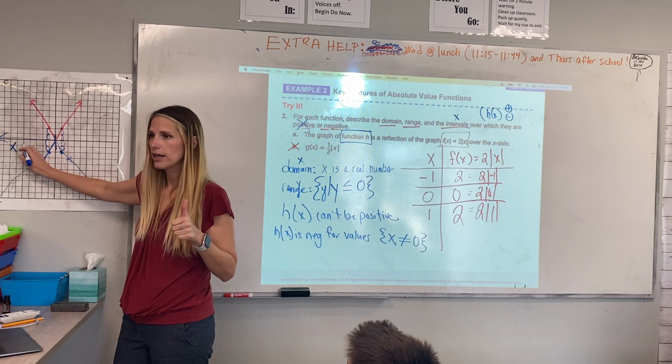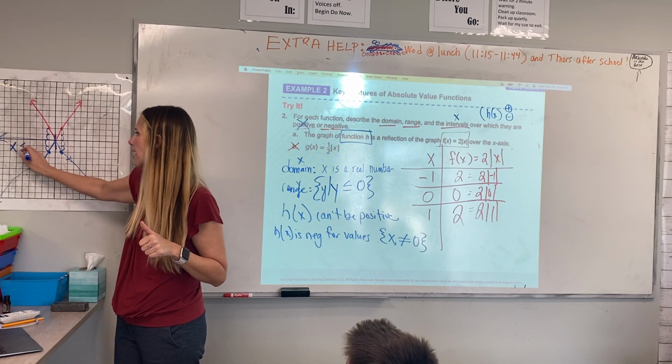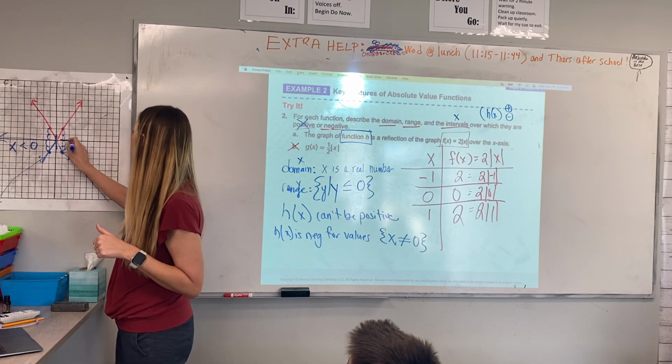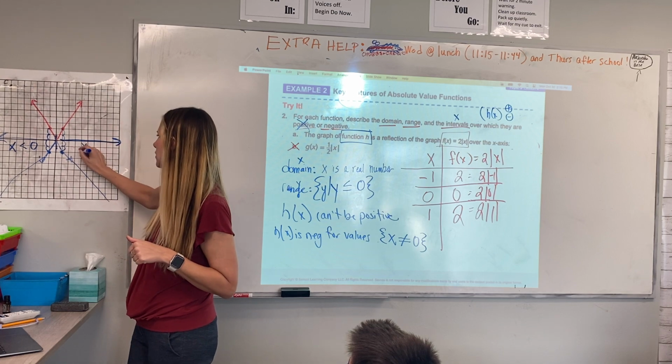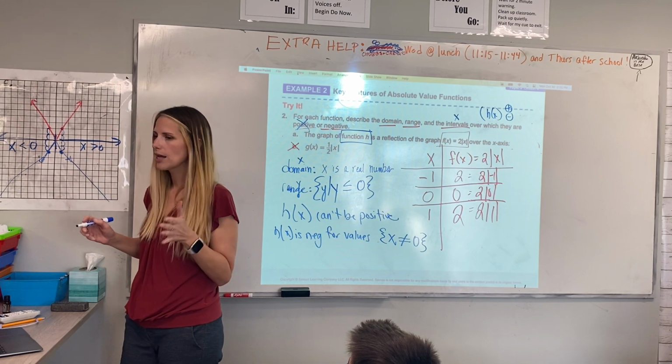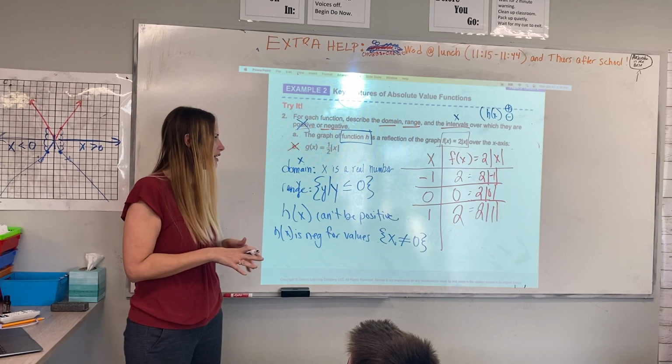X is negative, you're right. X is less than 0. And here's the other continuous interval, x is greater than 0. That's the other way to write it. You need to keep that in mind for your homework.